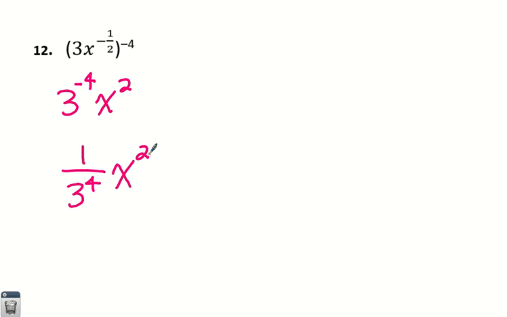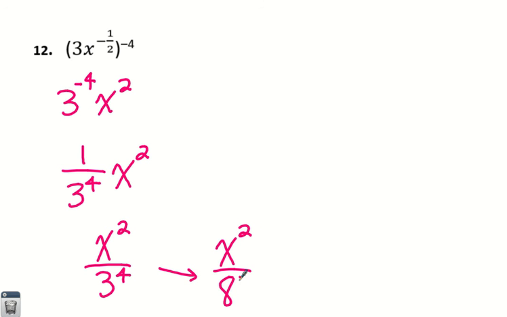I hope you understand that the bestest looking final answer is going to look like that: x to the second over 3 to the 4th. Actually, maybe I tell a lie. 3 to the 4th is what, 81? Let me just triple check. Yeah, so actually, I'm going to go ahead and say that the bestest final answer is x squared over 81.